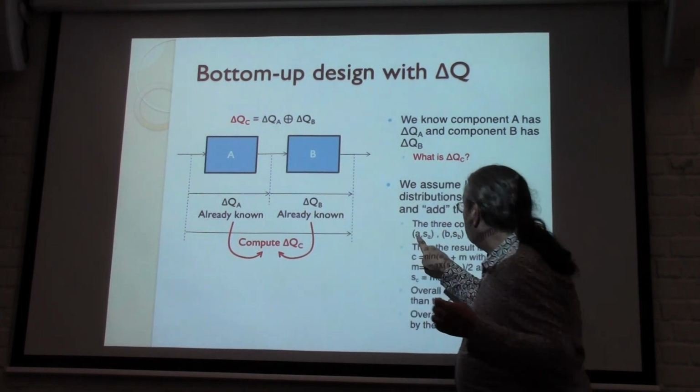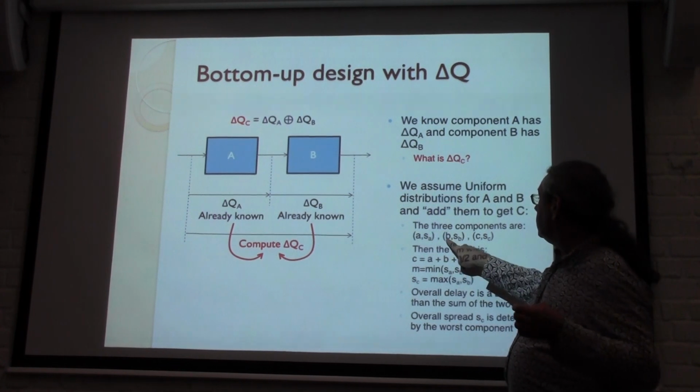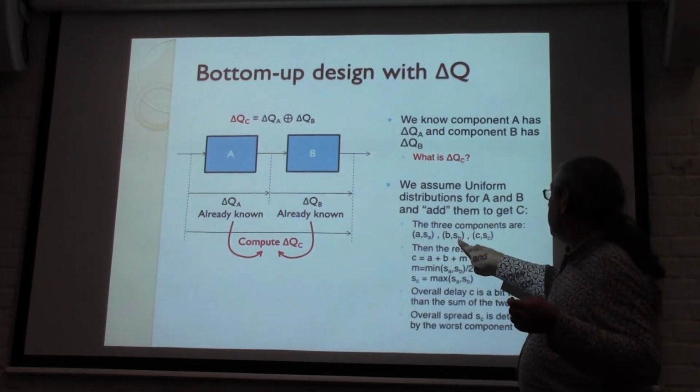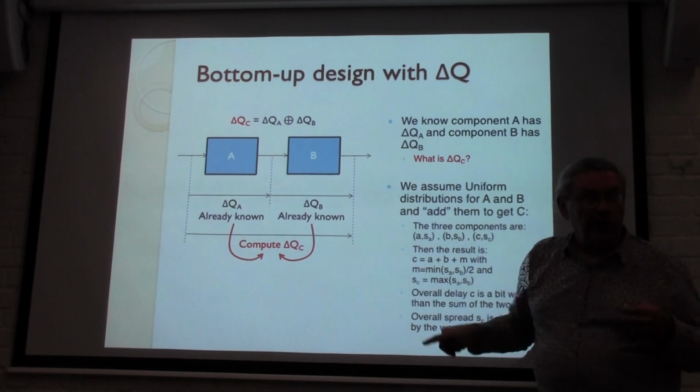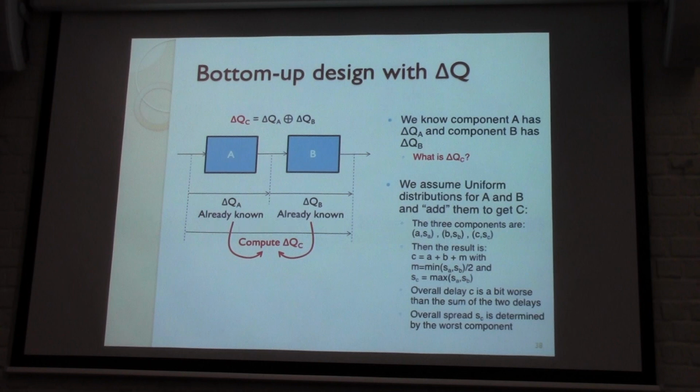So A has minimum delay little a and a spread SA. B has minimum delay b and spread SB. And C goes from c to SC. So we have something like this. So for A we have something like this. For B we might have something like this. And then the result is combining them. And then we can actually do an approximation. So we add these two, and then we have these two spreads.